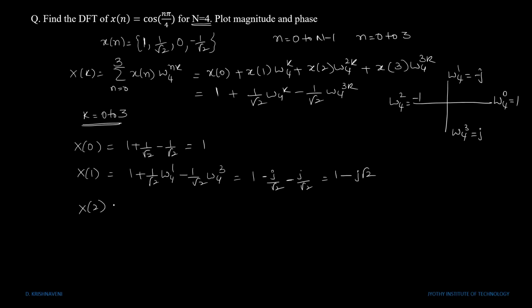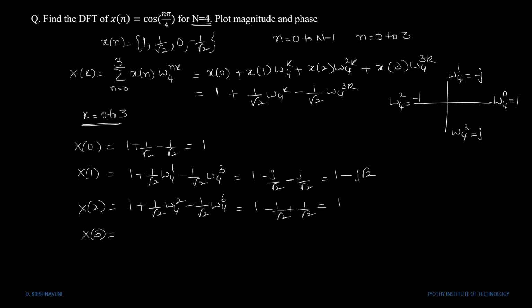Now X of 2 is 1 plus 1 by root 2 W4 to the power of 2. In place of k you substitute 2, so minus 1 by root 2 W4 to the power of 6 here we will get. W4 to the power of 2 is minus 1, so minus 1 by root 2. W4 to the power of 6 can be written as 4 plus 2, so W4 to the power of 6 is equal to W4 to the power of 2, that is minus 1, so minus of minus plus 1 by root 2, so we will get 1.